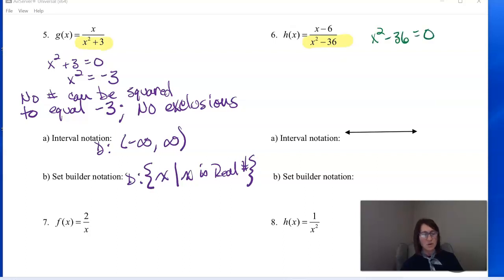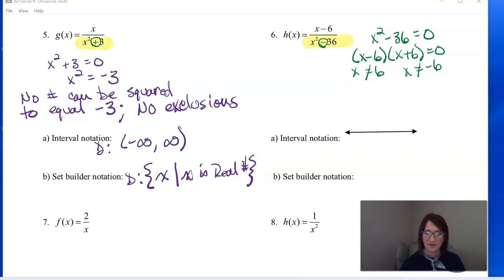So this one is different than the problem we just finished. This one, we've got a minus sign here. The other one, we had a plus sign. So first of all, 36 is a perfect square. So I could go ahead and write this as its conjugates because that is the difference of two squares. So then I've got x is equal to 6, x is equal to negative 6. Those are exclusions from the domain.